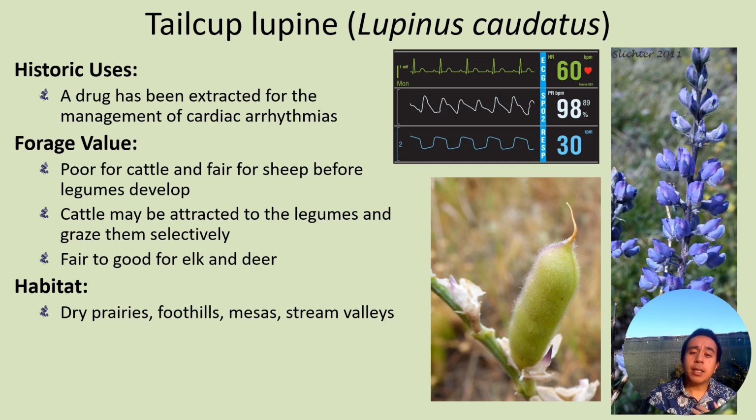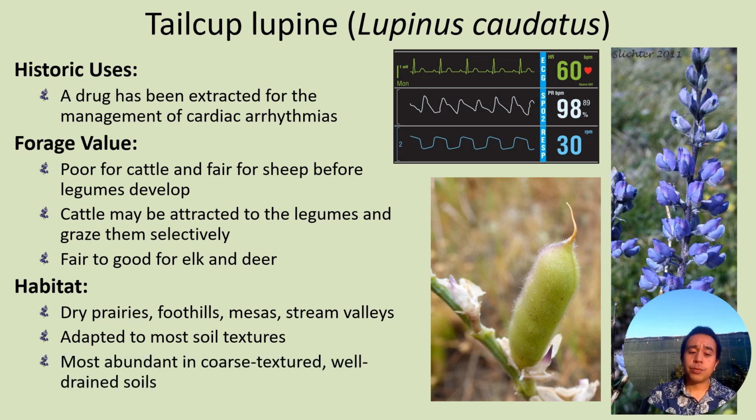In terms of habitat, Lupinus caudatus typically occurs in dry prairies, foothills, mesas, and stream valleys, and it's typically adapted to most soil textures. But it occurs most abundantly in coarse textures and well-drained soils.